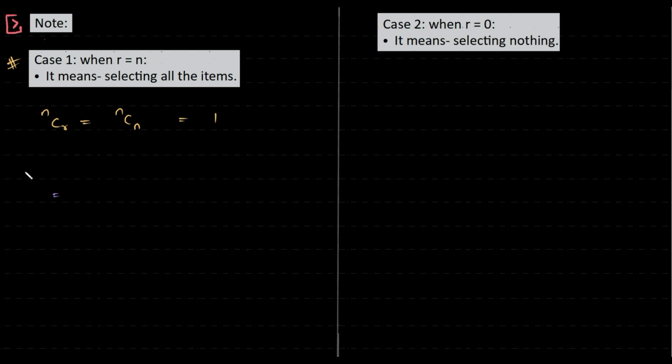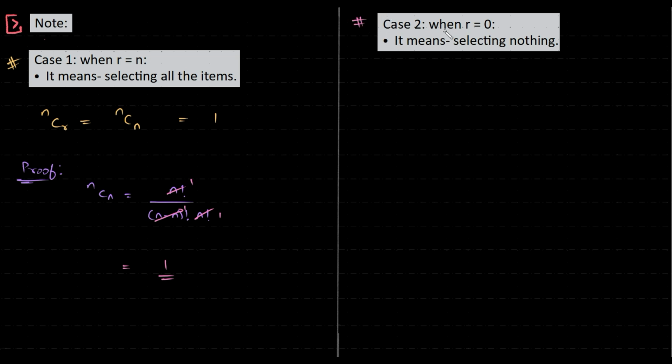So basically the proof will look like this. We have seen this, but I'm still writing it: n factorial divided by (n minus n) factorial into n factorial. So this would be 0 factorial, that is 1. So this is 1 and this is 1. So this entire thing is equal to 1.